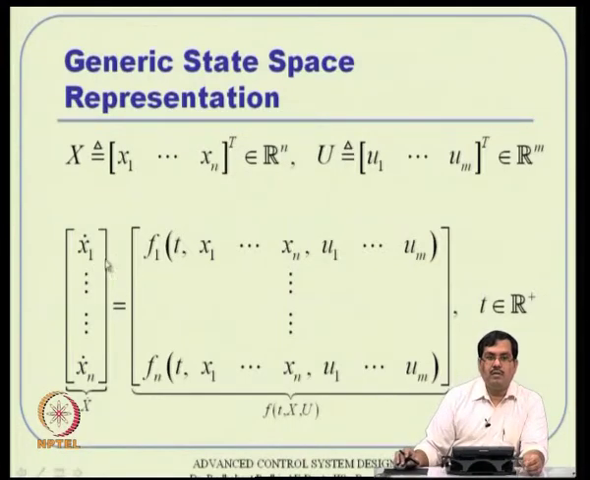So, x1 dot is some nonlinear function of t, and all these variables can come in. It can be any function consisting of x1 to xn, and it can also be a function which has u1 to um. So, some generic function f1, some nonlinear function, will represent this x1 dot, and similarly x2 dot, x3 dot, all the way up to xn dot will be represented by some system dynamics fn, which can again be a function of t and all states and all controls.